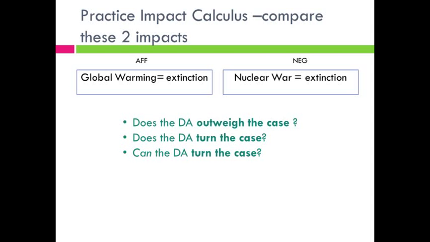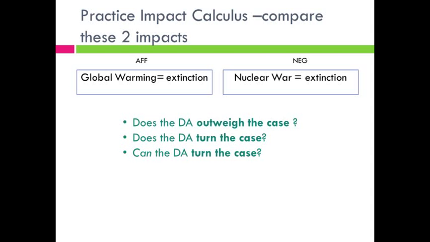So we have to think about whether, first, does the Disad outweigh the case, right? So the Disad, nuclear war caused extinction, is extinction worse than extinction? No, I don't think that on face the Disad necessarily outweighs the case as far as magnitude, but if we talk about time frame or probability, maybe. So nuclear war, would that be in a shorter term than extinction from global warming? Probably. So nuclear war might outweigh on time frame.